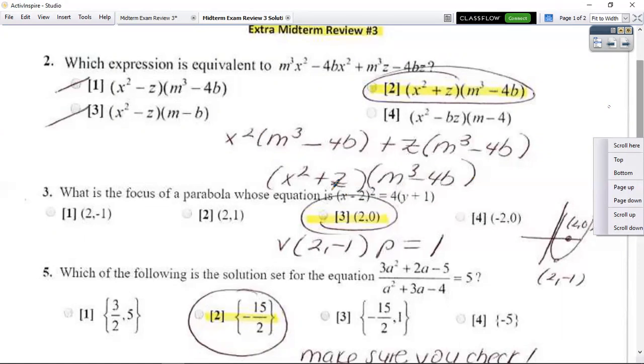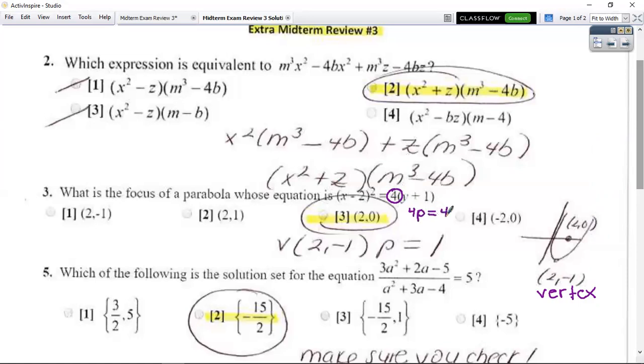Oh, I did it right down here, actually. So this right here is your vertex, which is at (2, -1). And then you have a p-value equals 1. How do I know that? Because this represents 4 times p. So I divide by 4. And then that's where the p equals 1 came from.